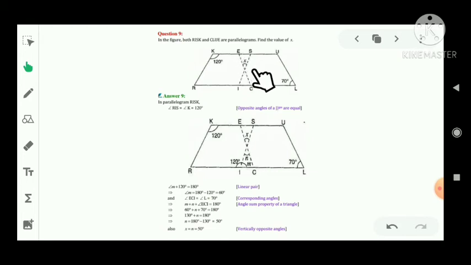So students, you can see this will be the triangle, and as we know that the sum of the triangle will be 180 degree. That means angle E plus angle S plus X equal to 180 degree. Angle E's value will be 70 degree. You can see here angle S value will be 60 degree, and from here we are able to find out the value of X. That means 60 plus 70 degree plus X is equal to 180 degree. That means 130 degree plus X is equal to 180 degree. That means X value will be 50 degree. So the value of X will be 50 degree.